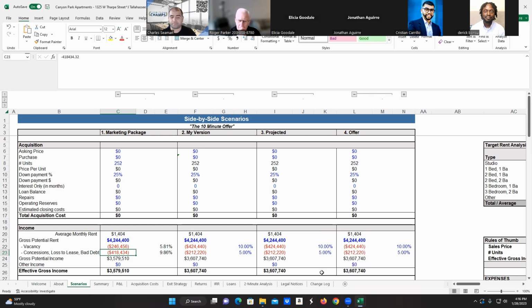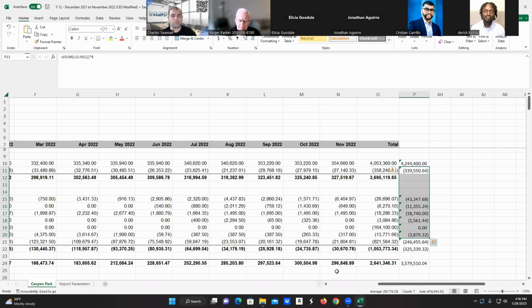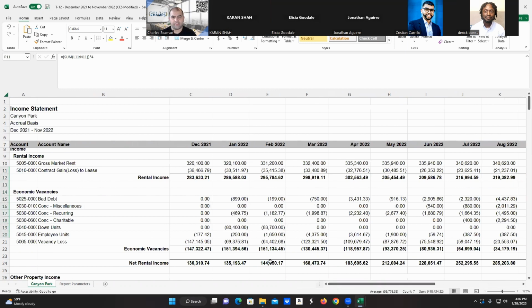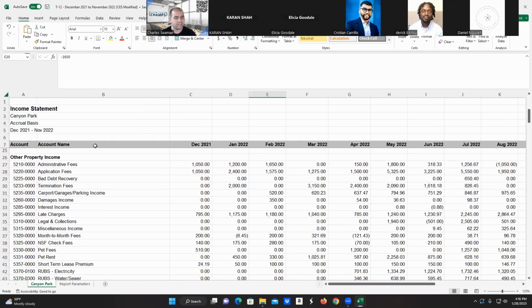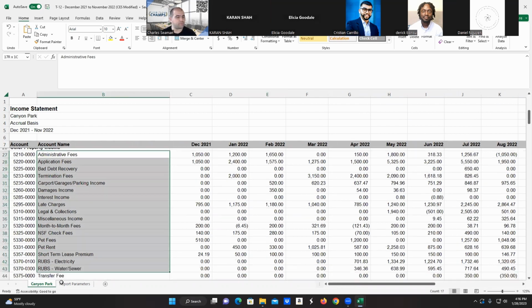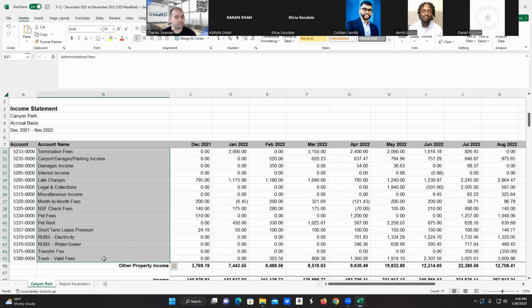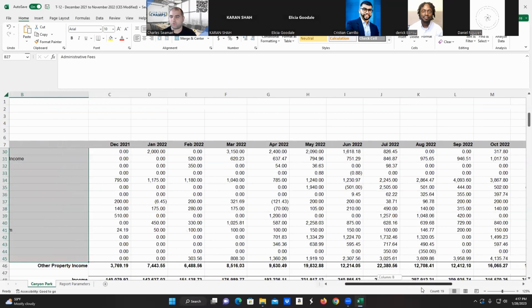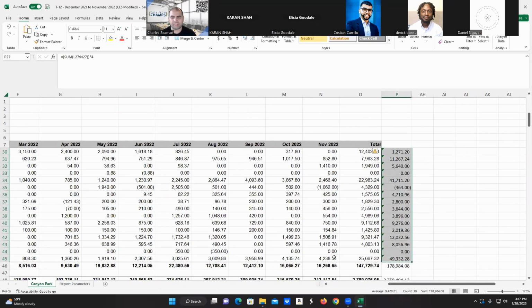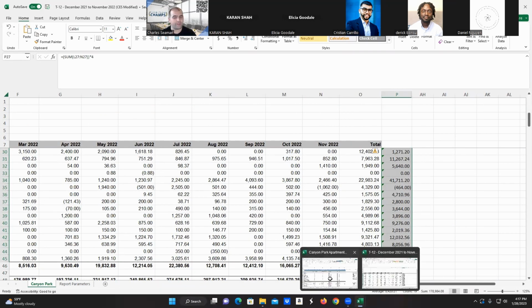Okay, so now we have other income. So what falls into other income? Laundry, parking and stuff. Yep, pet fees. Everything outside of rent. Very good. And rental loss. Okay, so good. We'll take all these items here. We're going to take a total of each of these items and we'll plug those into our other income. Okay, so we have 178,984.08.